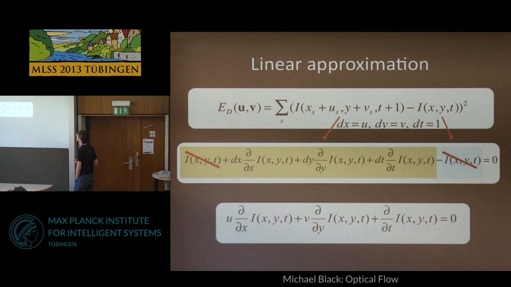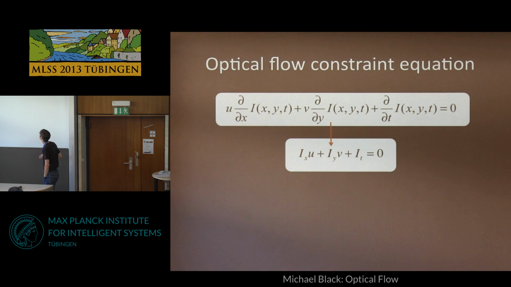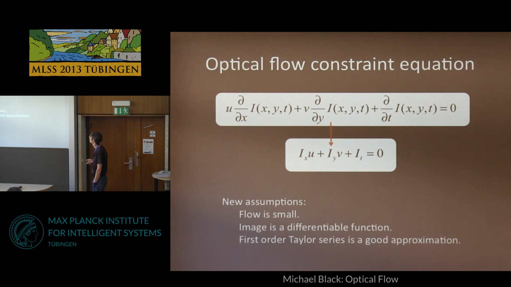And so we're left with this equation where I've just replaced dx with u, dy with v, and we're assuming that dt is small. And so we end up with the following equation, which is typically written in the following way. Ix is the partial derivative of the image in the x direction times the flow vector u, plus the partial derivative in the y direction times the flow vector v, plus the temporal derivative of the image. And we're assuming, again, that this equals 0. So this is called the optical flow constraint equation.